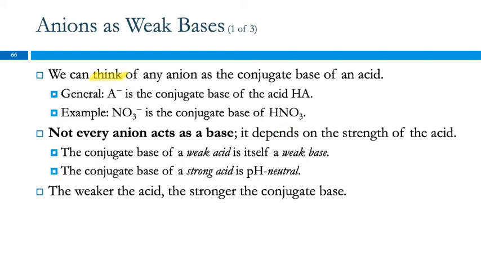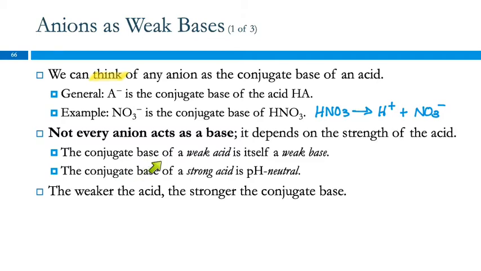Strong acid ionizes completely. So for a strong acid, is the nitrate ion that's formed going to take hydrogen ions back? It won't. So HNO3 forms H plus and NO3 minus, and that's a one-way arrow. So NO3 will not pick up a hydrogen ion and become HNO3. It's not going to act as a base. So the conjugate base of a strong acid is pH neutral. It doesn't act as a base.